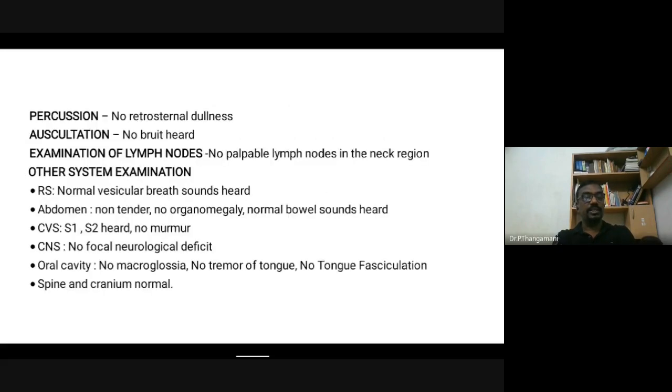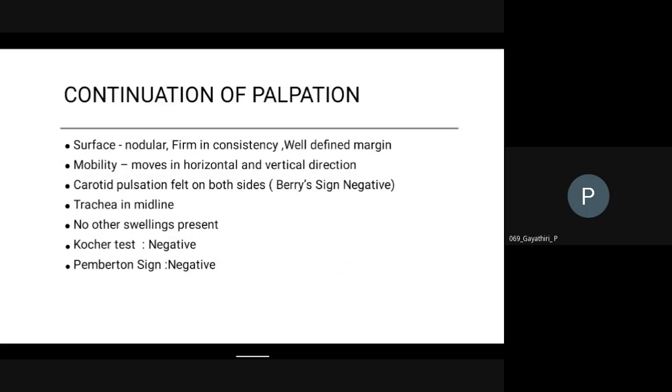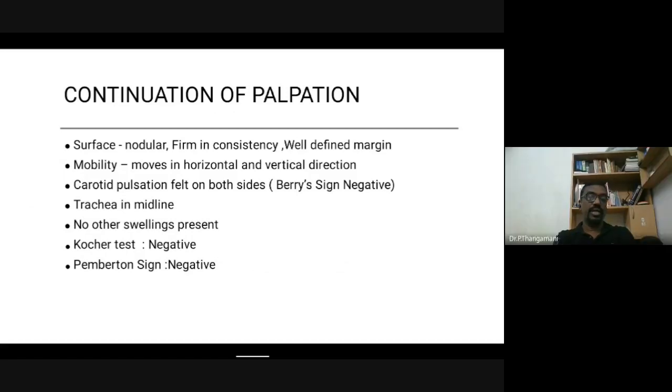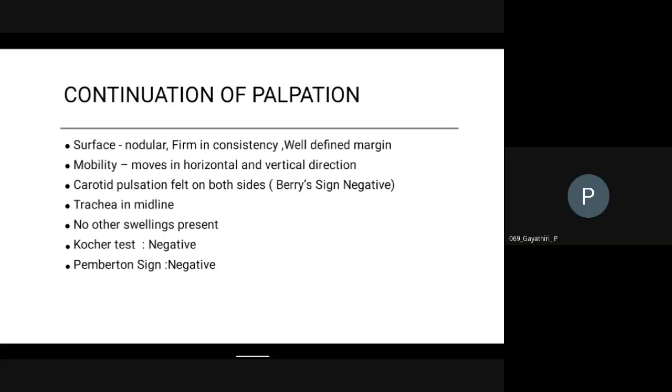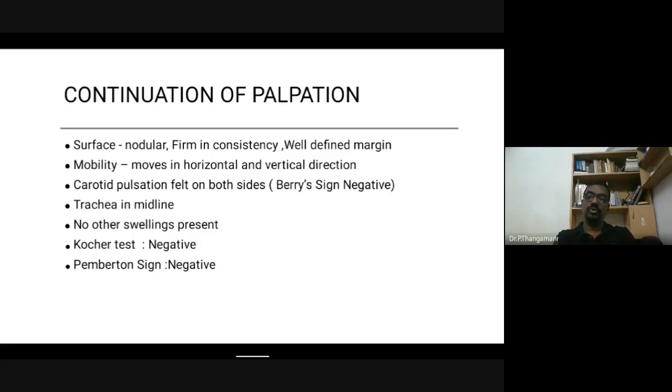Pemberton sign is suggestive of what problem? Retrosternal extension. How do you elicit Pemberton sign? The patient raises both arms over the head until they touch the ears and maintains it for a while. There will be congestion of the face, respiratory distress, and dilation of anterior neck veins. Venous return to the heart is obstructed because of the retrosternal goiter. The brachiocephalic vein in the mediastinum is compressed, so venous return is delayed and congestion of the face occurs.